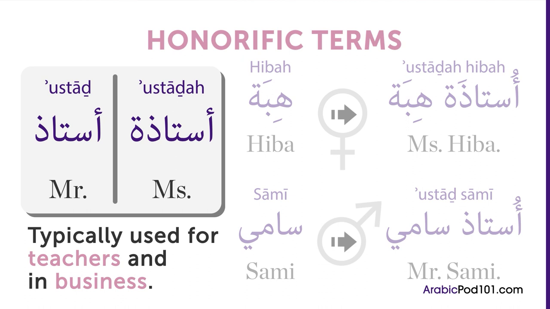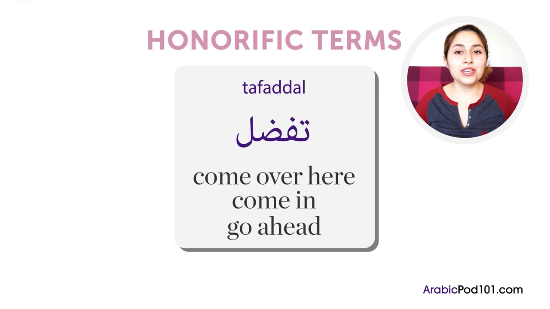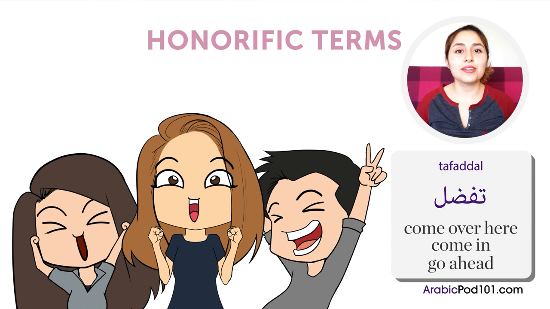Lastly, we have تفضل. تفضل is the polite way of saying come over here or come in or go ahead. It's a very useful word and is used in many contexts as you can tell from its many different meanings. You might use it to invite someone in, invite them to start eating, and many other things. Keep in mind that it changes slightly according to the gender.